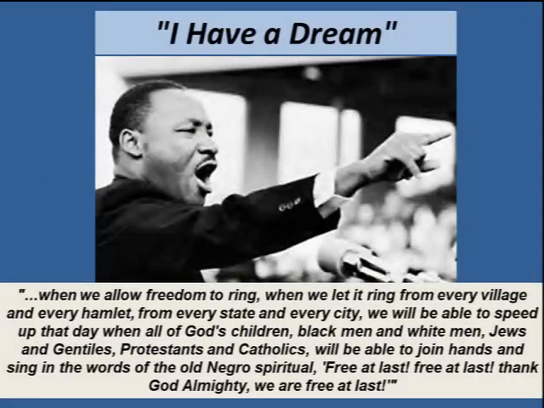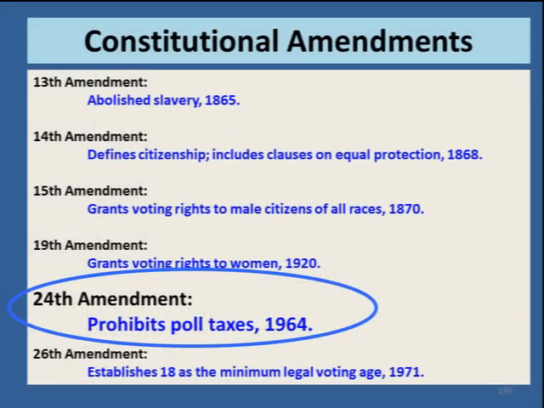At this demonstration, Martin Luther King gave his famous "I Have a Dream" speech, in which he imagined a world free of racial discrimination, where one is not judged by the color of their skin, but by the content of their character. A world in which everyone would be free at last. In response to the march, early the next year, the 24th Amendment was passed.